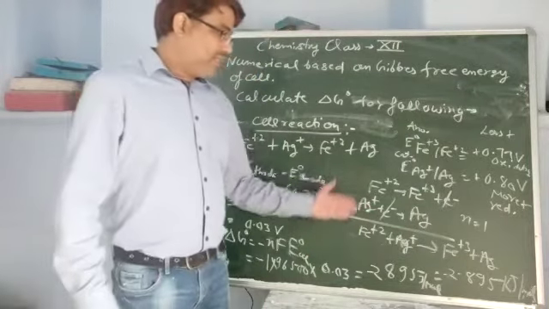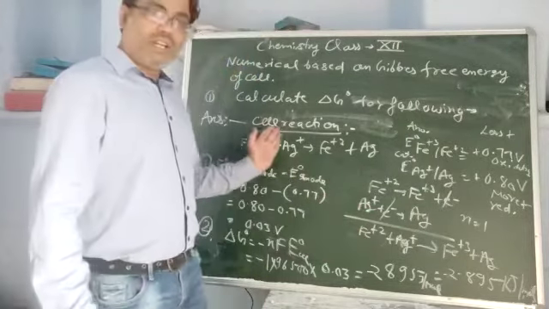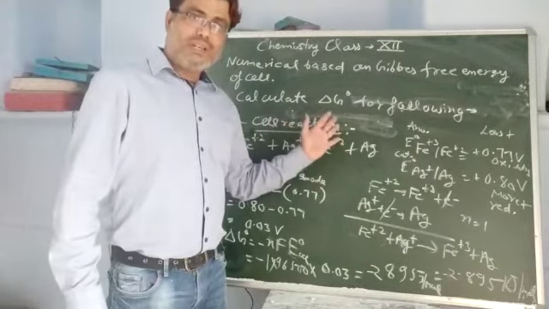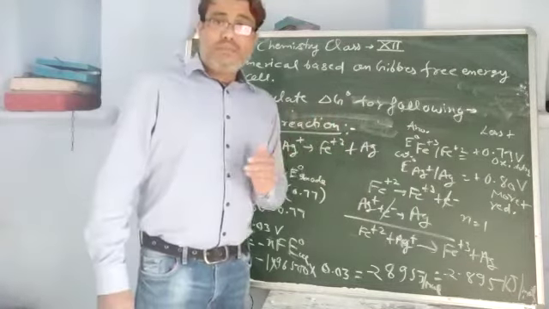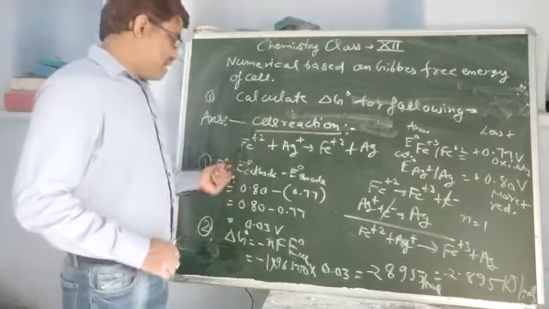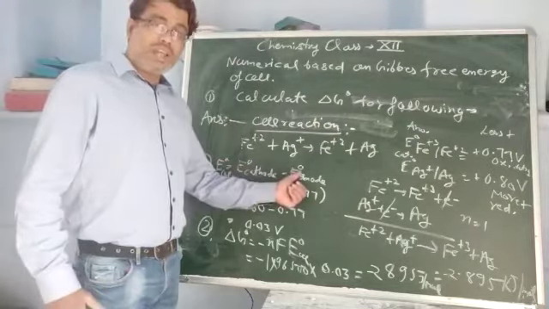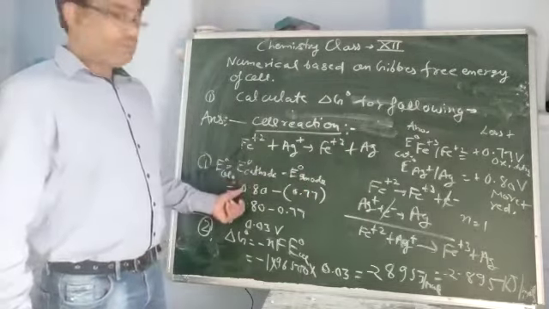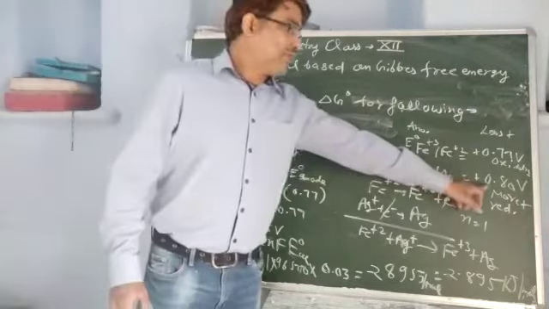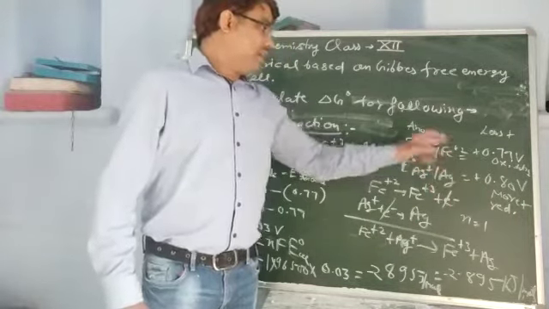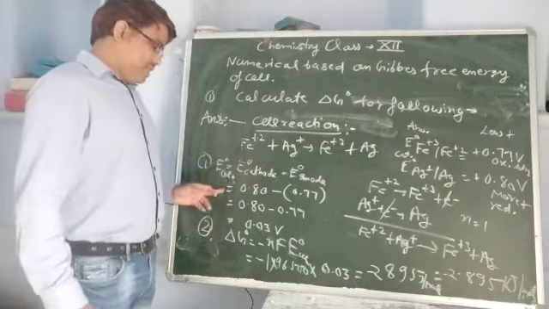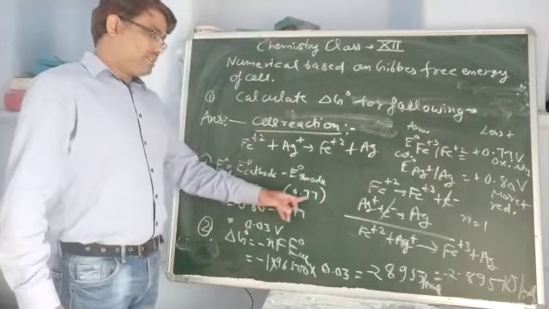When we combine these reactions, we have the complete cell reaction that is already given. It is the correct reaction for this electrochemical cell. Now the next step, we have to calculate E naught of cell, and the formula is E naught cell is equal to E naught cathode minus E naught anode. The value of E naught cathode is plus 0.80 volt, and for anode it is 0.77. Putting these values in the formula, it is equal to 0.80 minus 0.77.